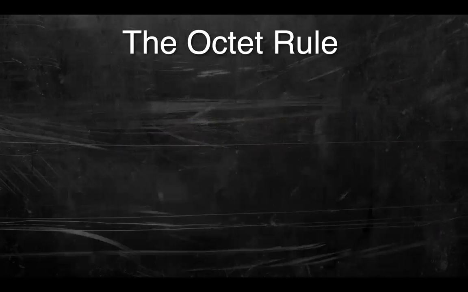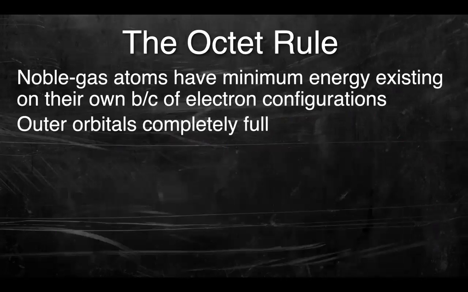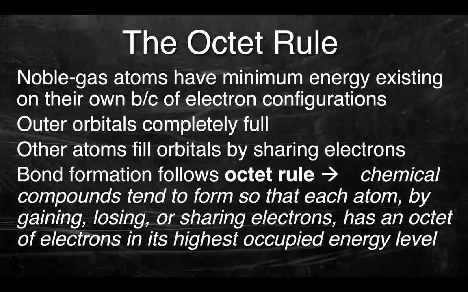Now, besides hydrogen, and I think up to past boron, atoms follow what's called the octet rule, because except for the first energy level, all of the other energy levels hold a maximum of 8. That's why it's called the octet rule. So chemical compounds tend to form so that each atom, by gaining, losing, or sharing electrons, has an octet of electrons in its highest occupied energy level.